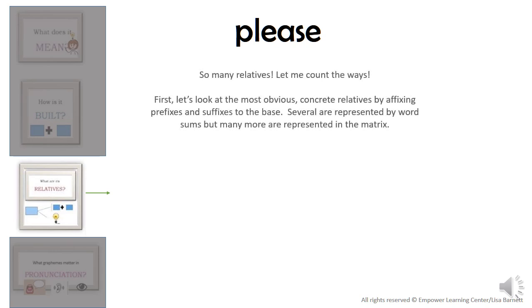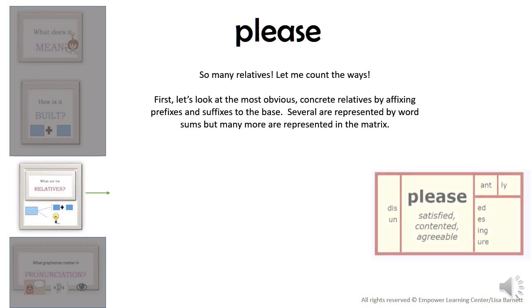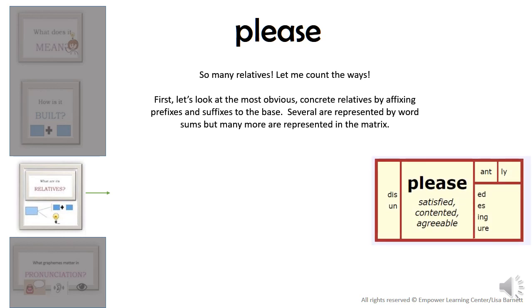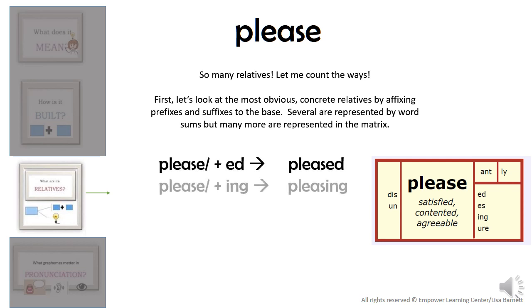We want to know what the relatives are. What are the connections? There are so many relatives. Let me count the ways. First, let's look at the most obvious, concrete relatives by affixing prefixes and suffixes to the base. Several are represented by word sums, but there are many more represented in the matrix. So here are some of your word sums.